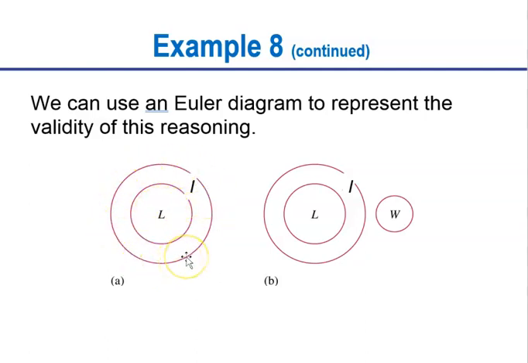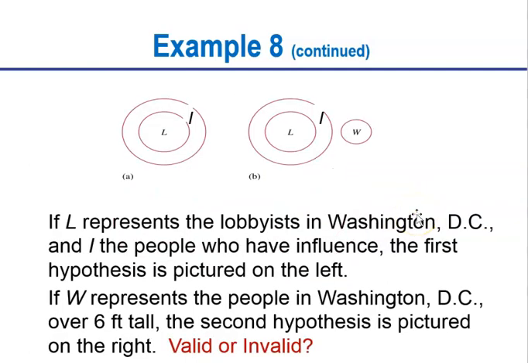Okay, then they moved on to B. Not really sure why they did an A and a B here. But lobbyists, this is the second hypothesis. I think that's what they're trying to say. You still have lobbyists, you have influence, but there's our 6 feet tall people. Okay, and they label it. But from this, you could still tell the same thing that we could tell in the other one, that our 6 feet tall people, they call that W, do not fit inside the lobbyist group. They are not in there.